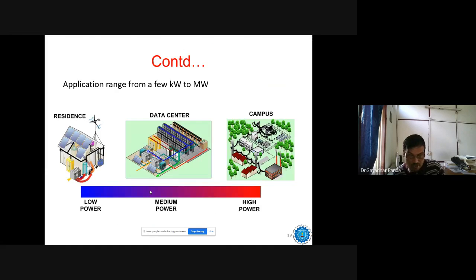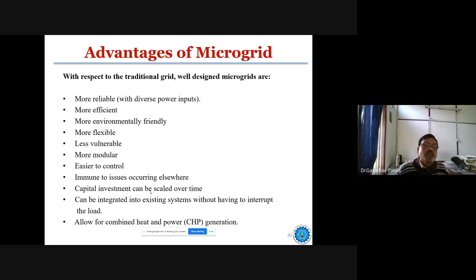These are very small examples of the applications of microgrid, or PV power or wind power applications, in residential use, data centers, institute campuses, or the industrial belt also. These are the microgrid applications. There are so many advantages. As I told you, this has independent control and more flexibility. These are the advantages already pointed out.